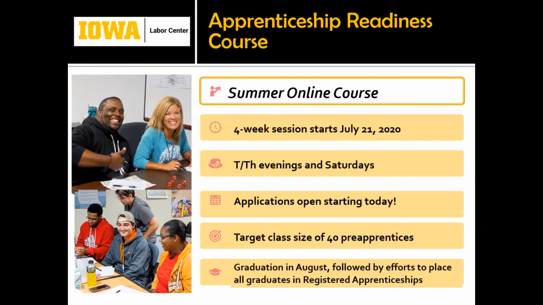We have an application form that is now open, and I'll show people how to get to that in a minute. We're targeting a class size of around 40 to make sure we can continue significant quality interactions with everybody who's enrolled. We do have a little bit of leeway in that, so we certainly don't want to limit people's opportunities depending on who applies. And then we anticipate people graduating in August before the K-12 school year starts. And then we'll be focusing on how to place as many of the graduates in registered apprenticeship programs in the coming year.